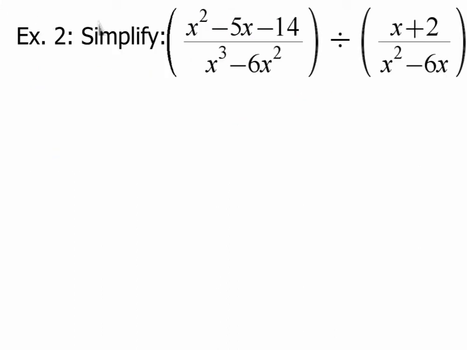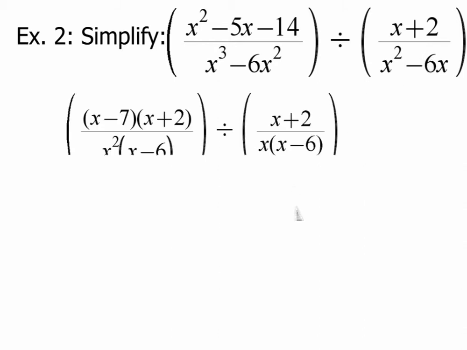So looking at the example, I've got x squared minus 5x minus 14 divided by x cubed minus 6x squared, divided by x plus 2, times x squared minus 6x. So first off, I want to factor everything. X squared minus 5x minus 14 is x minus 7 times x plus 2. X cubed minus 6x squared, I can factor out an x squared, and I'm left with x minus 6. X plus 2 is just a binomial, it can't be factored. X squared minus 6x, I can factor out an x, and then I'm left with x minus 6.